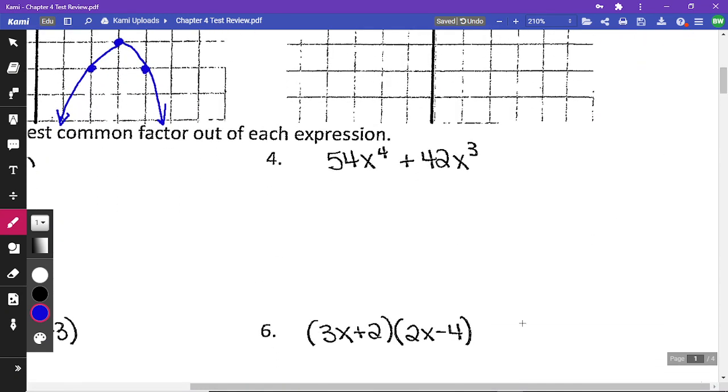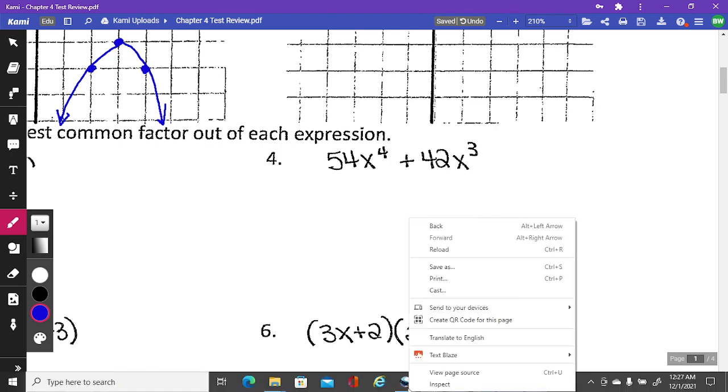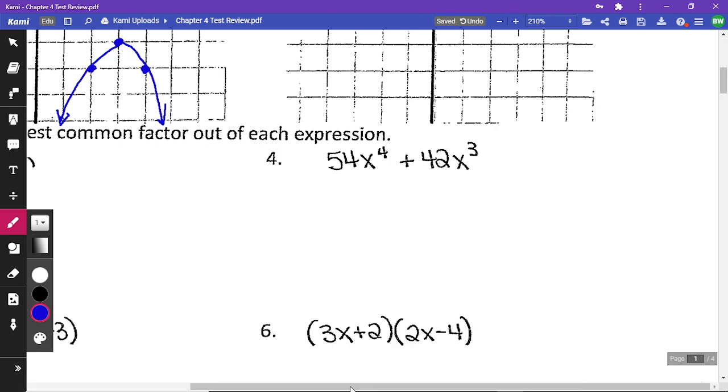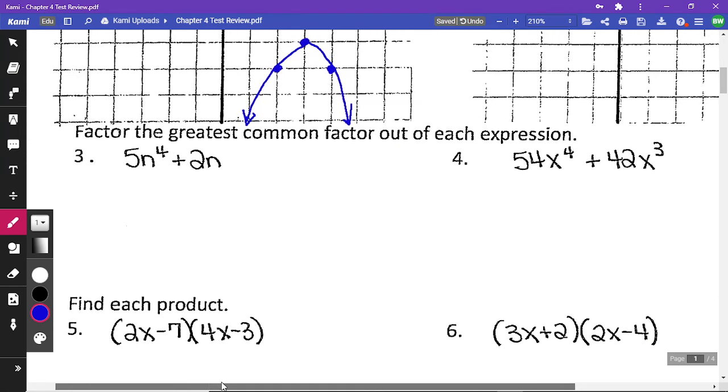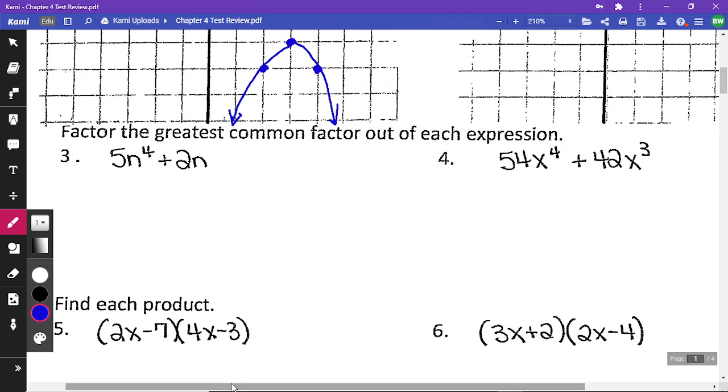Now we've just got some good old-fashioned factoring. Factor the greatest common factor out of each expression. So you look at this and you just decide. You look at the numbers and see, is there a common factor, and what is the greatest common factor?